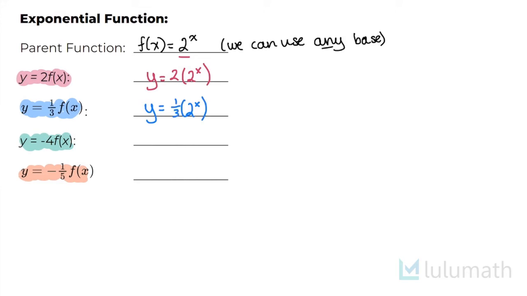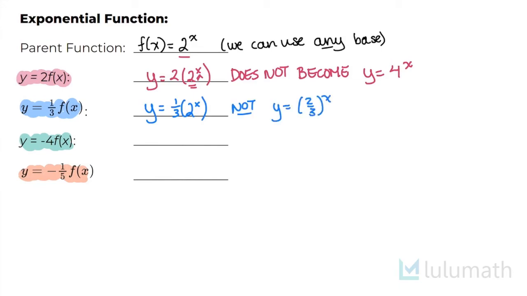Now be careful. This does not become y equals 4 to the power of x because only 2 is being raised to the power of x. This 2 is not. And this one does not become y equals 2/3 to the power of x, just because we would multiply 1/3 by 2. Because whenever we do order of operations, we always do our exponents first, and the exponent is changing. It's our variable. So then we can't combine this 2 with this 1/3. We can't multiply them together because we have to do the exponent first.